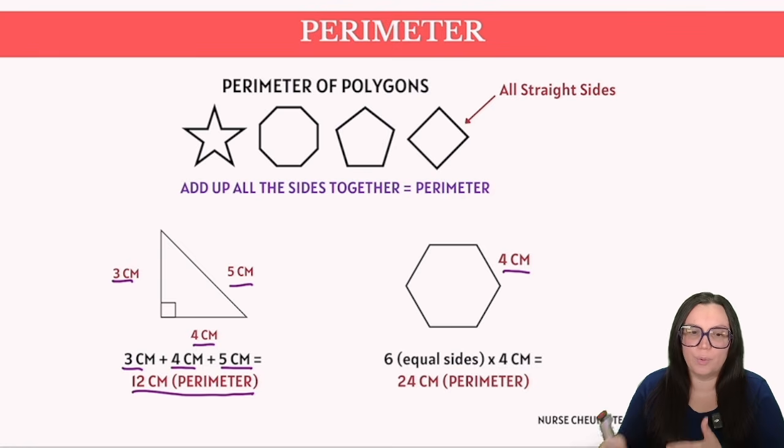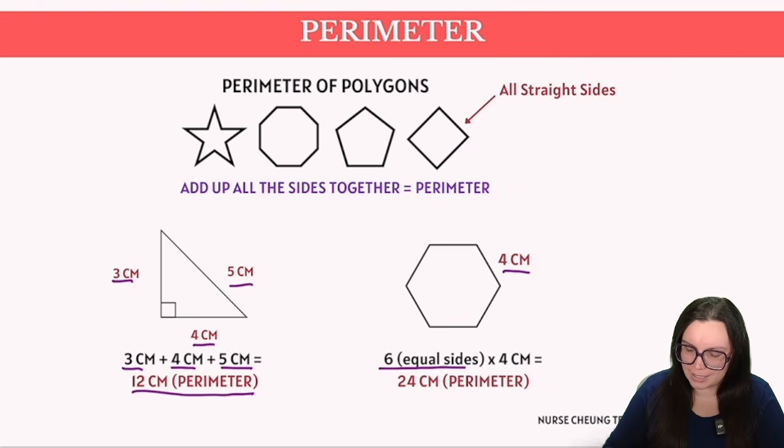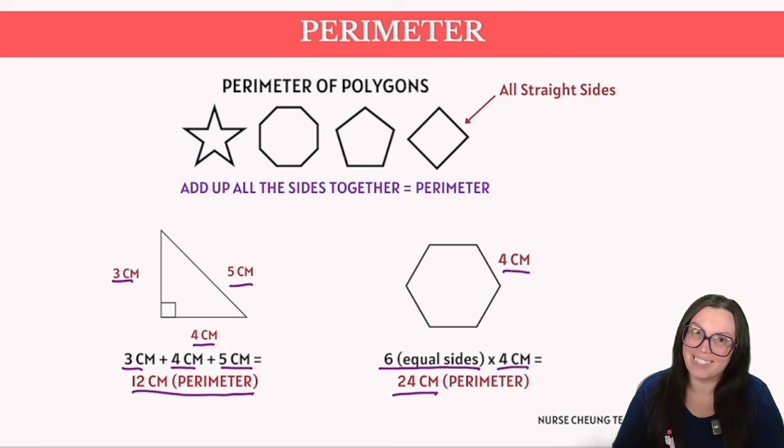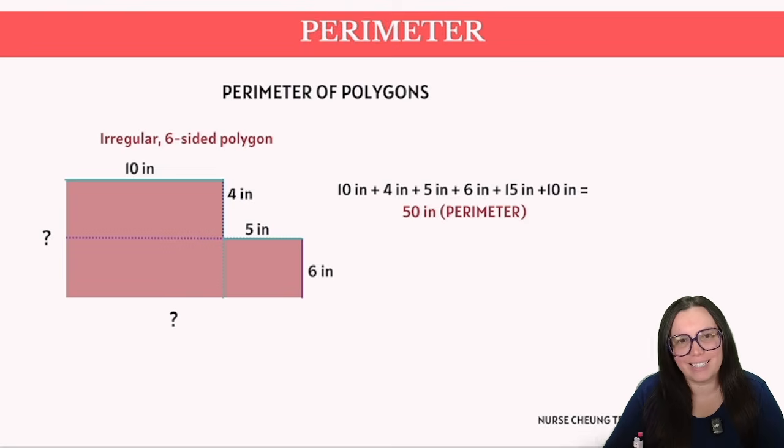That's because multiplication is really just repeated addition. To find the total perimeter, we would simply multiply the number of sides, that would be 6, by the length of the one side that we know, which is 4 centimeters. 4 times 6 is going to give us 24 centimeters, which is the overall perimeter of our hexagon. Let's do a more complicated example.